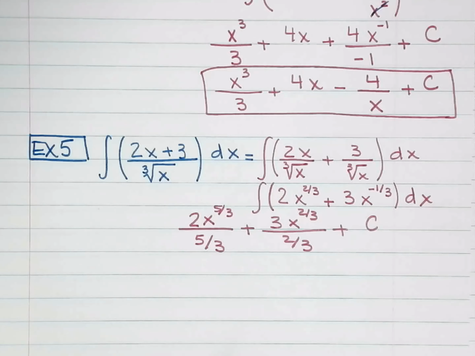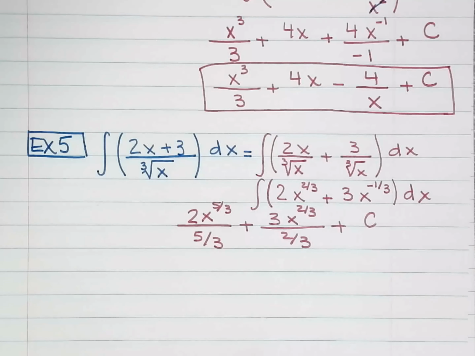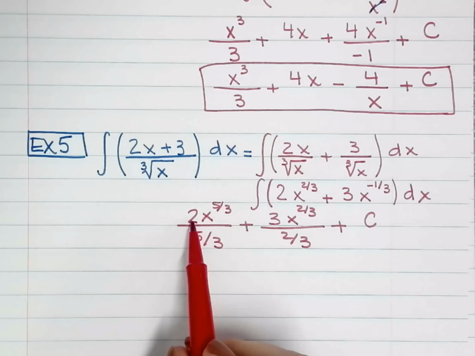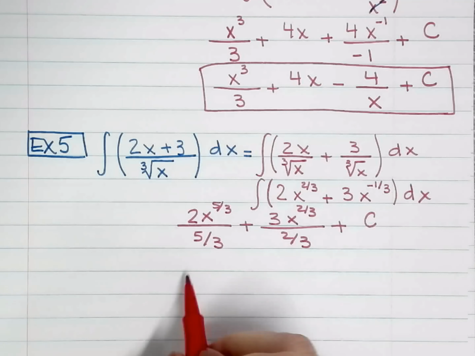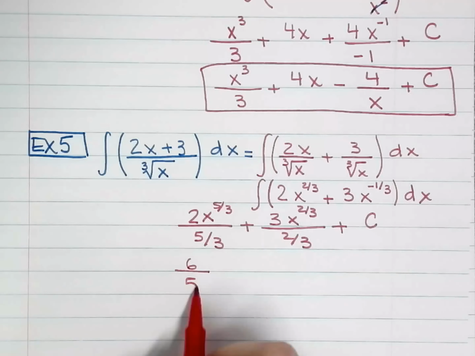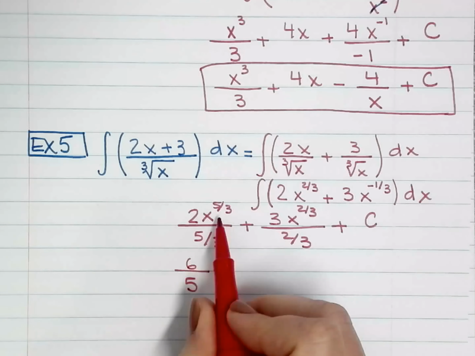This looks ugly, so you need to rewrite this. When you divide by a fraction, you multiply by the reciprocal. So here's the same thing that if you were doing 2 times 3 over 5. And 2 times 3, 6 over 5. And in the same step, I will rewrite this in radical form. So cube root of x to the 5th power. You can leave it like this, or you can make that like this.